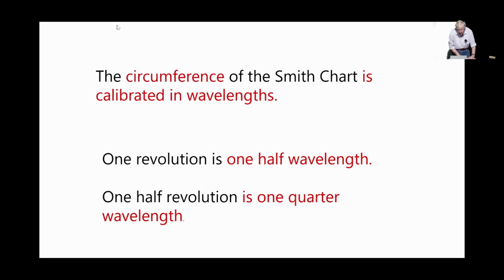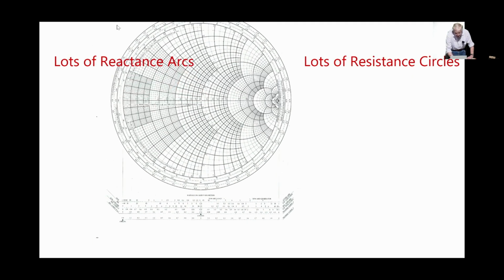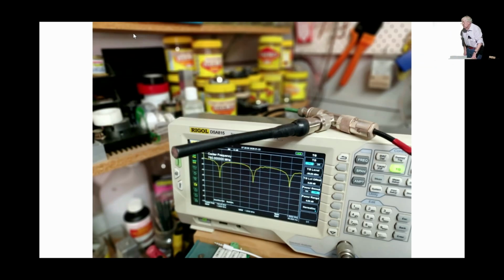So there we are, 1 revolution, 1/2 wavelength, and we've got 1/4 revolution for the quarter wavelength. And the inference from the Smith chart is that 1/4 wave away from an open circuit, you've got a short circuit. So the notch filter is an application. That's the plot I did with the spectrum analyzer.